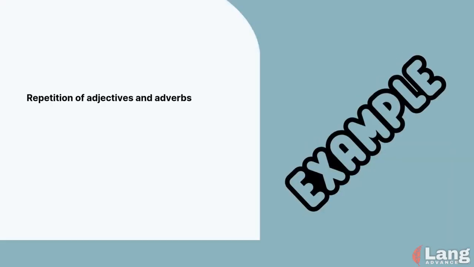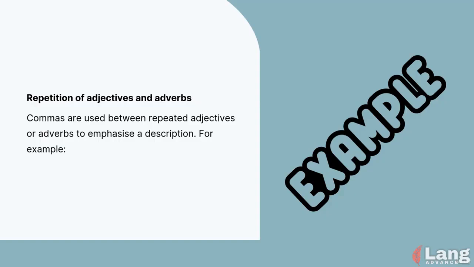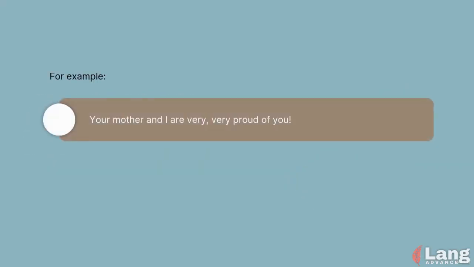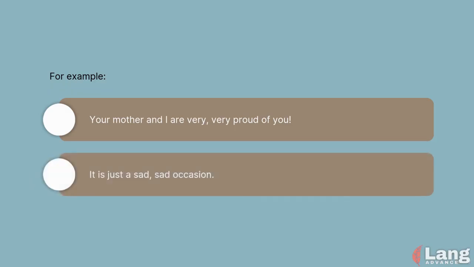Repetition of adjectives and adverbs. Commas are used between repeated adjectives or adverbs to emphasize a description. For example, your mother and I are very, very proud of you. It is just a sad, sad occasion.